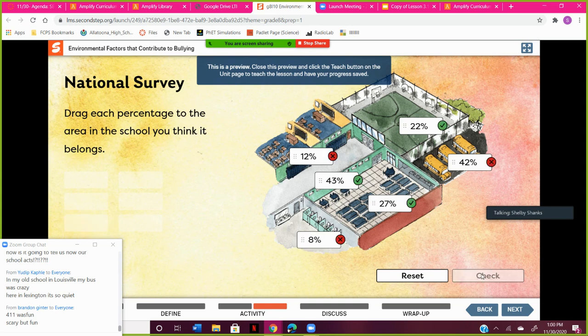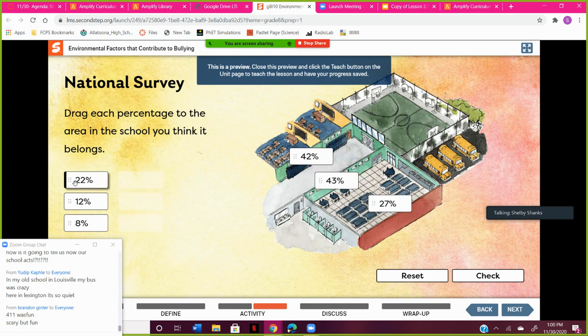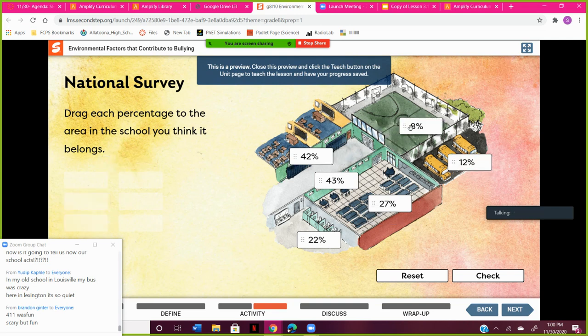Still wrong. Okay. Guys, I think the classroom one is the one that's supposed to be kind of high. Because you don't really think about it, but people are getting bullied in the classroom more often. Maybe it's higher in the bathroom. All right, last time we're going to check and then we'll move on. Still getting it wrong. That's okay.